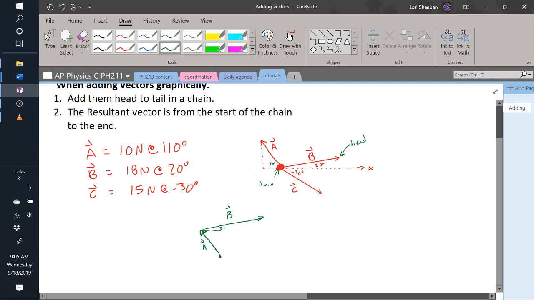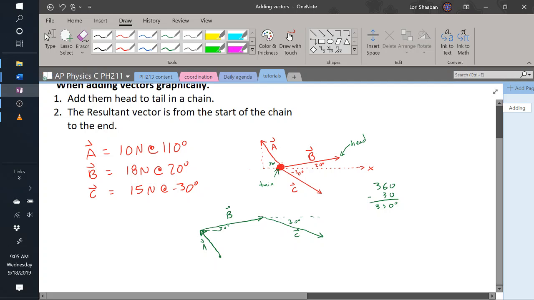at about 20 degrees. And then vector C goes down below the x-axis. So we're going to call that negative 30. It could have been called 330 degrees, but it's easier to think of it as negative 30. I'm just going to go down here. That is vector C.